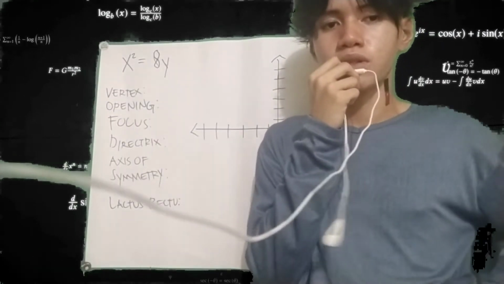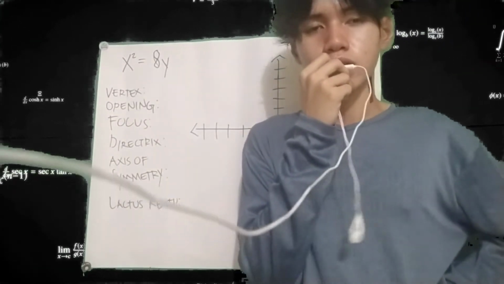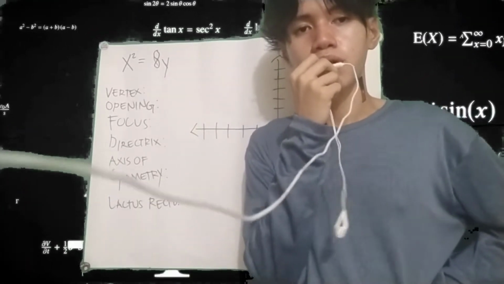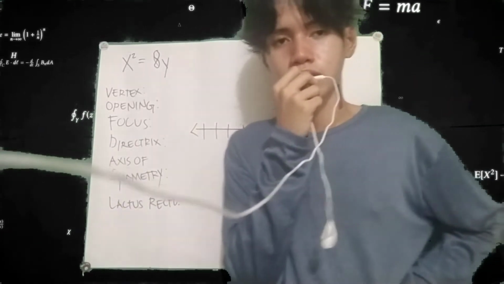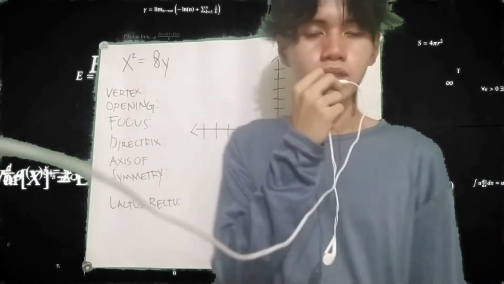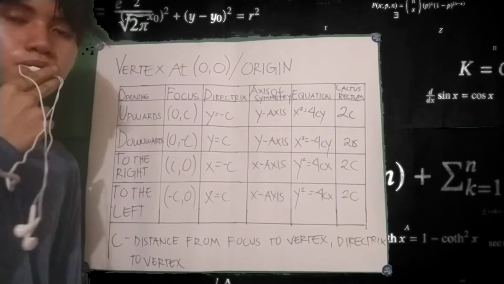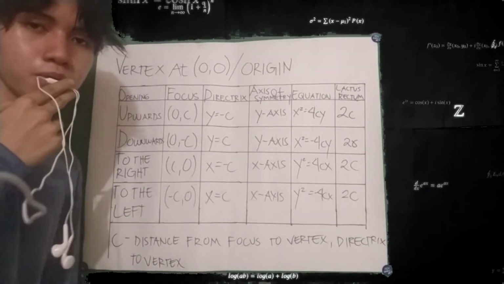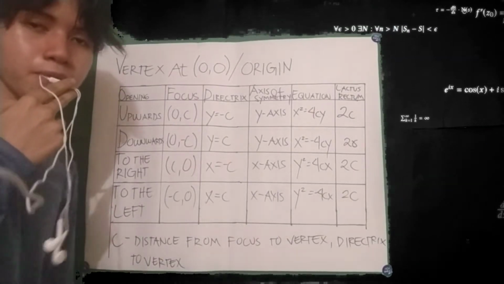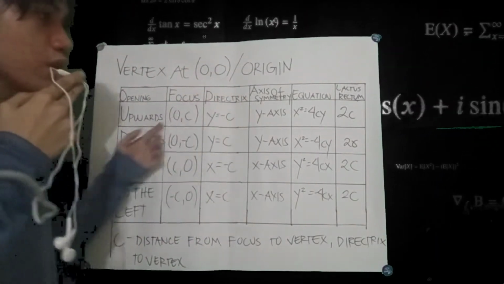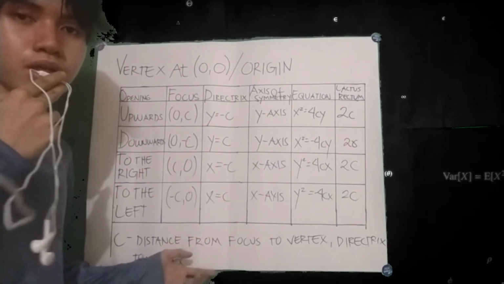Now that we're done with the different parts of a parabola, let's now have this equation as an example, and let's see if we could sketch a parabola while determining its parts. But before that, let's have first the different equations of a parabola. If the given equation is in vertex form, it means the vertex of a parabola is at the origin, or 0, 0. And we're gonna use this chart as our guide.